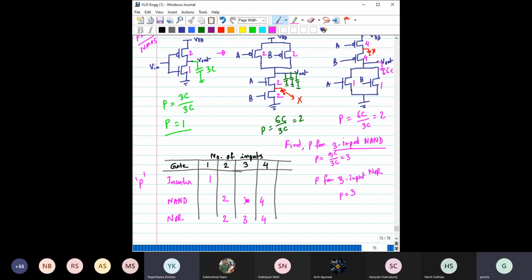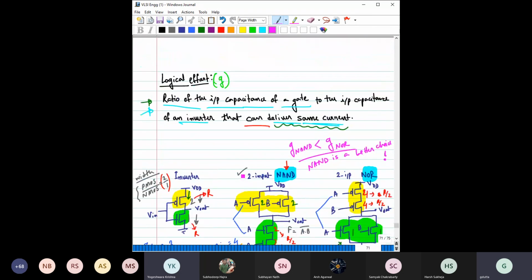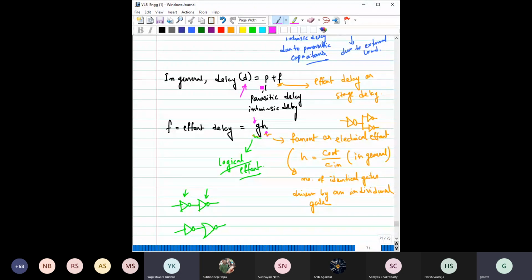Fine. Is this part clear to you, how to find it? Okay. Then let's move to an interesting thing. So now, before that, let me show you here. See this equation, delay D is equal to P plus F, right?